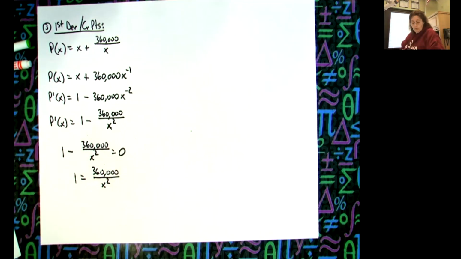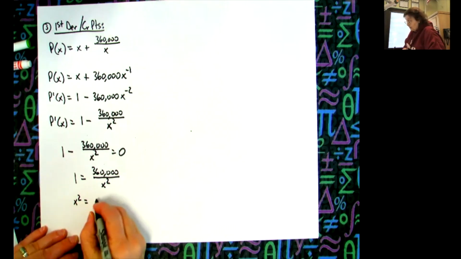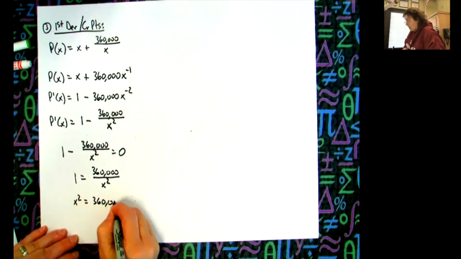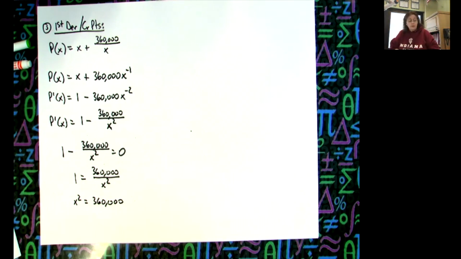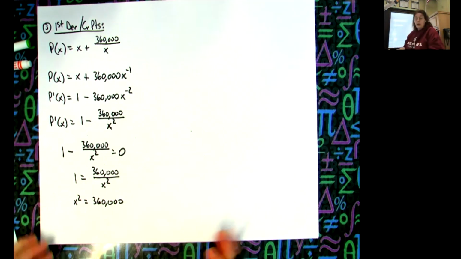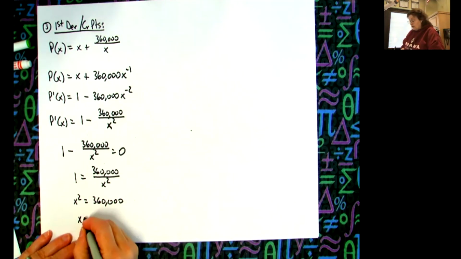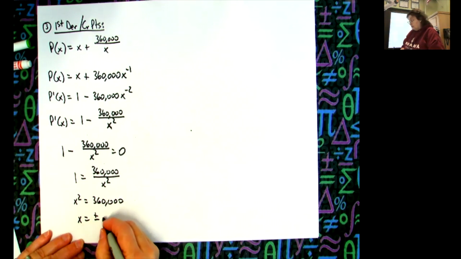Make it a little bit easier. Multiply both sides by x squared. Okay, so x squared equals 360,000. All right, now take the square root of both sides. Technically, when I take the square root of both sides, I would get what? x equals plus or minus 600.